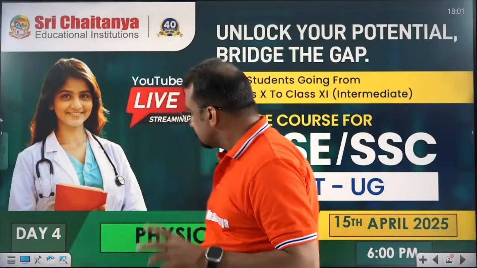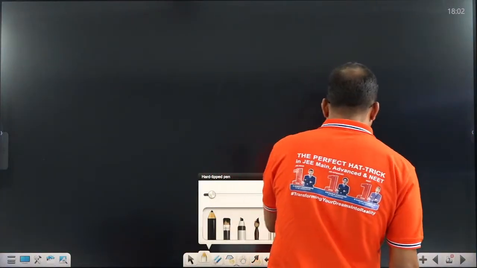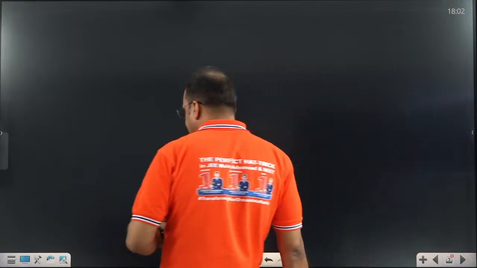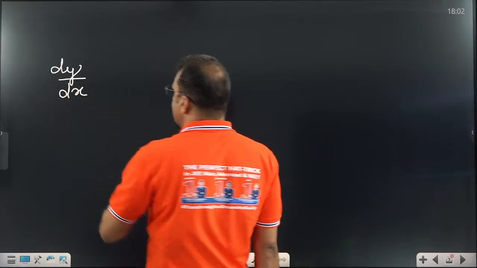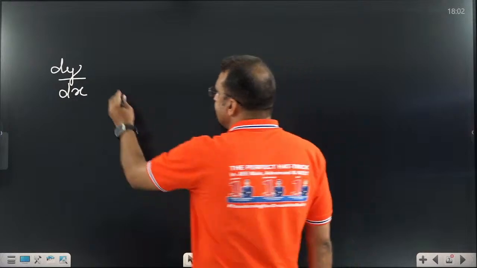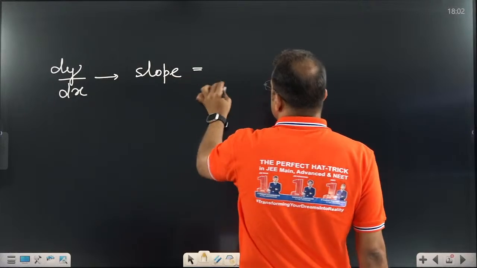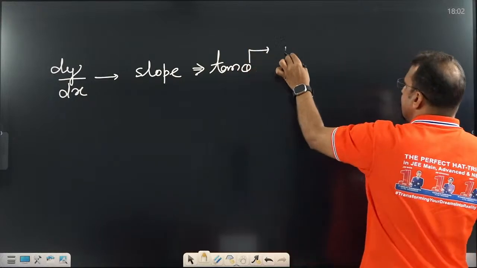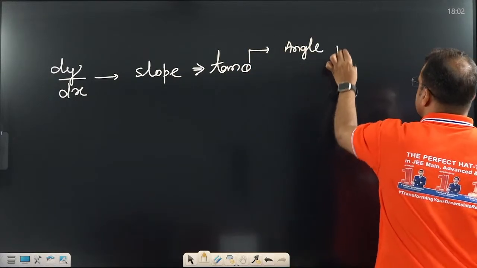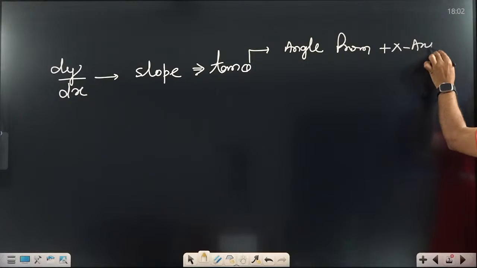Okay, let us start. Let us revise yesterday's concept, because whatever we discussed about maxima and minima was a little bit complicated for the students. So let me revise with a very small concept. We have discussed dy by dx, meaning differentiation of y with respect to x. Its geometrical meaning indicates slope, and I already told you slope means tan theta, where theta is the angle from the positive x-axis. Very important, positive x-axis. So that we have discussed.